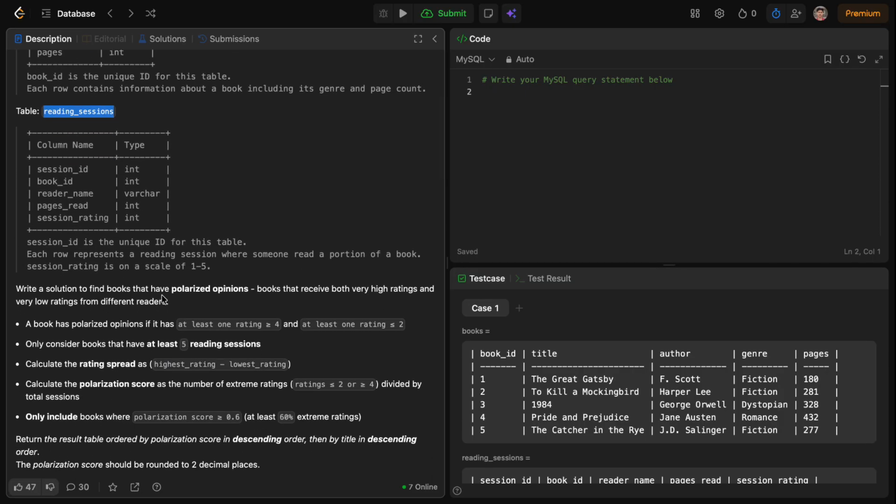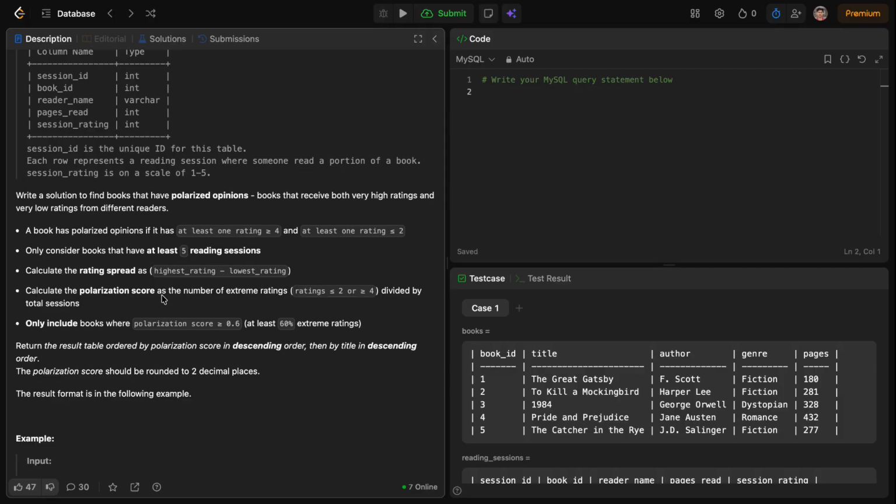Let me read what the question asks first. Write a solution to find books that have polarized opinions. So what are polarized opinions? The books that received both very high ratings and very low ratings from different readers.